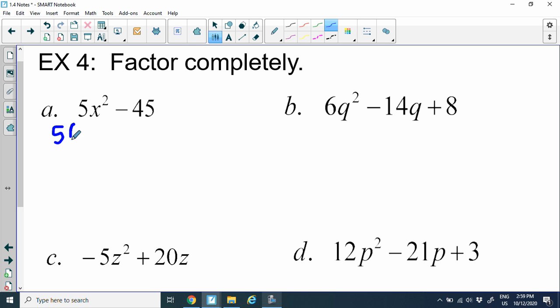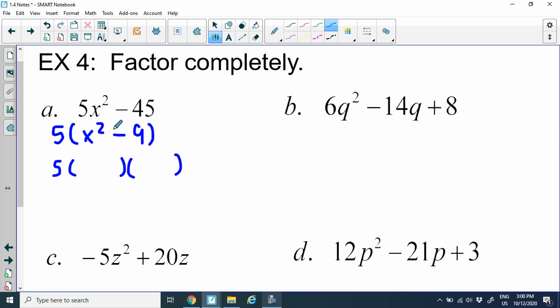So I just take a 5 out, and what I'm going to do is actually rewrite this expression. So I do 5 divided by 5, that gives me 1, and so I'm left with x squared. And then I do minus, and then 45 divided by 5 gives me 9. So now I factor what's inside the parentheses, and I can do that because I still have a squared. So I'm going to bring down the 5 and create two sets of parentheses.